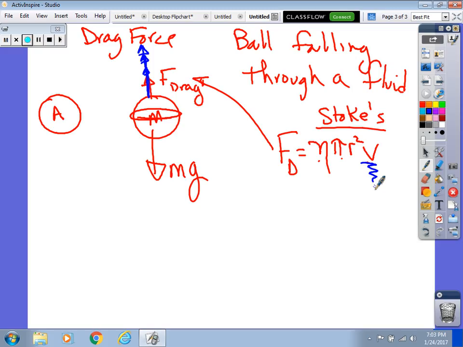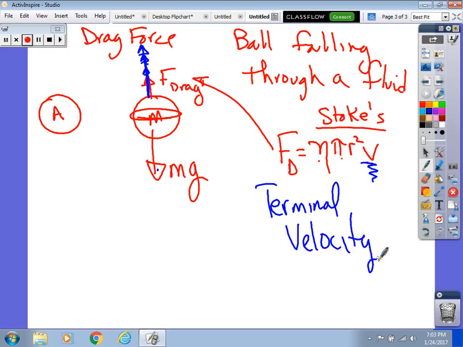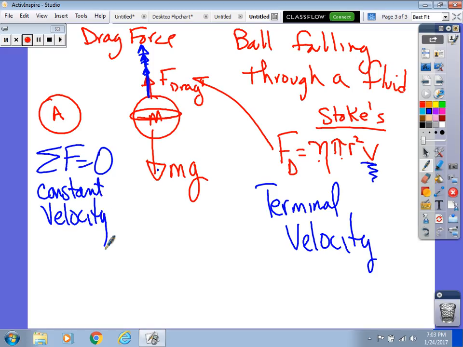Ultimately, what happens is you will have this thing fall in such a way that it falls at, yes, you know the term, terminal velocity. So the terminal velocity is that speed when, you got it, the net force is zero. It's falling at a constant velocity. If it's falling at a constant velocity, that means the forces are balanced. And when it falls, that means mg is equal to this drag force.